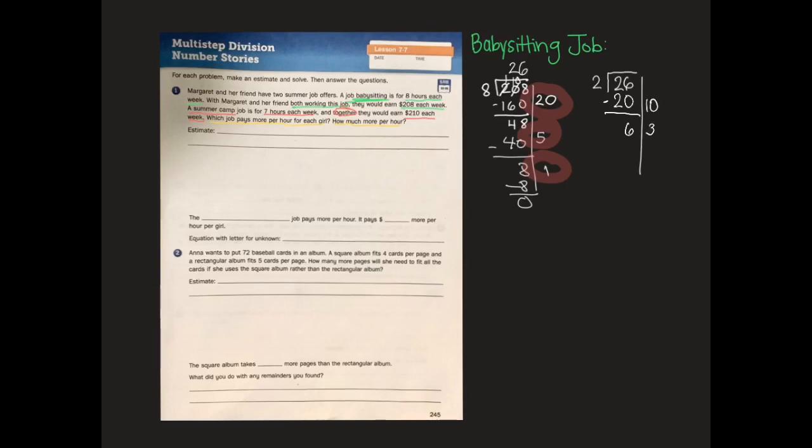2 times 3 is 6. So I'm ready to subtract again, and I'm left with nothing. So that shows me that I'm done with that part, and I'm ready to add my 2 little bits over on the side here. So 10 plus 3 equals 13. Whew! Yay! We're ready! We see how much one girl will equal for an hour of work. So for the babysitting job, each girl will get $13 an hour. Woo, that's pretty good.